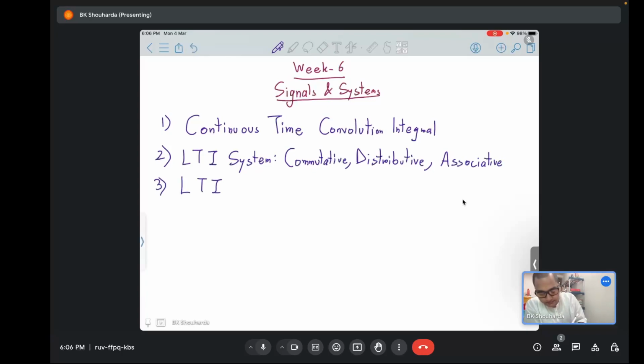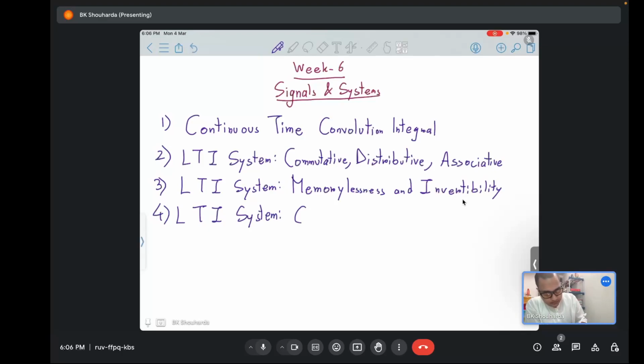Then we have the memorylessness, or the opposite, which is the memory property, as well as the invertibility. Then we have also covered causality and stability for the LTI systems.